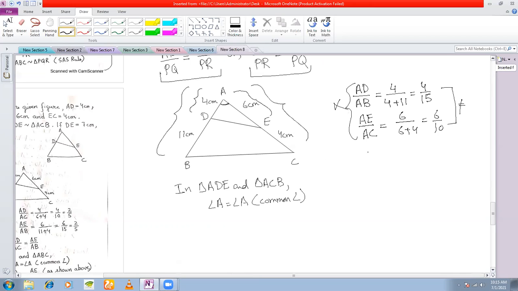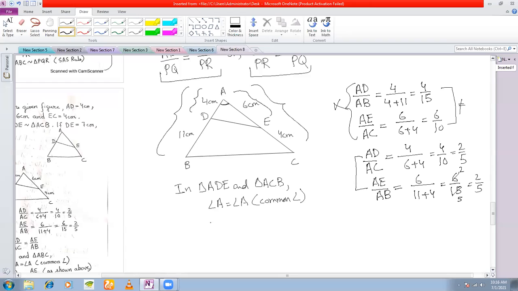Next, we'll try which combination? Next, we'll try AD by AC. So AD is how much? 4 divided by 6 plus 4. This is 4 divided by 10. It's 2 by 5. Next, we'll try AE by AB. These two are the only possibilities we can try. 6 divided by 11 plus 4, which is equal to 6 by 15. Which cancel with 3, you get 2 by 5. So these two are equal.